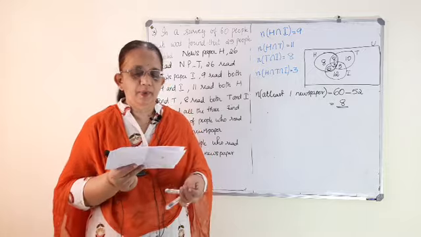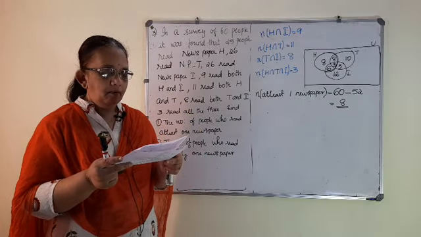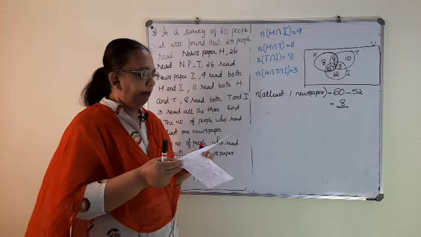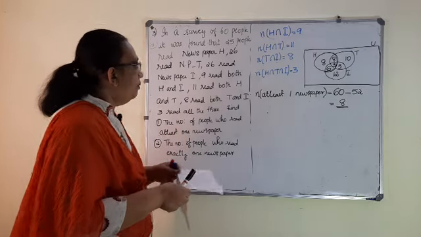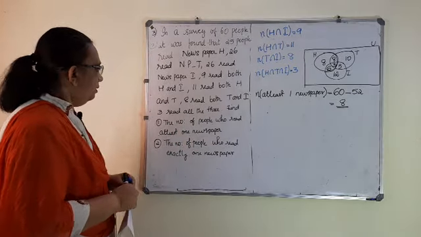Now come to the next question. There are 2 parts there. One more part is there. Sorry, very good, so you are attending the class. The number of people who read exactly one newspaper.